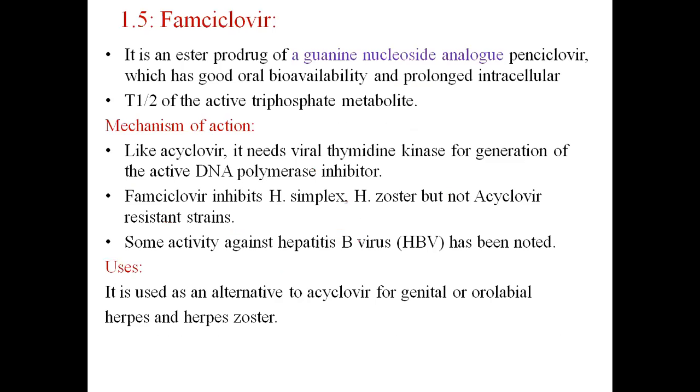Then famciclovir, it is an ester prodrug of a guanine nucleoside analog. See here, it is a nucleoside analog. The mechanism of action is like acyclovir. It needs thymidine kinase for generation of the active DNA polymerase inhibitor. As we have seen so far, thymidine kinase is converting acyclovir to acyclovir triphosphate, and that triphosphate is inhibiting DNA polymerase.